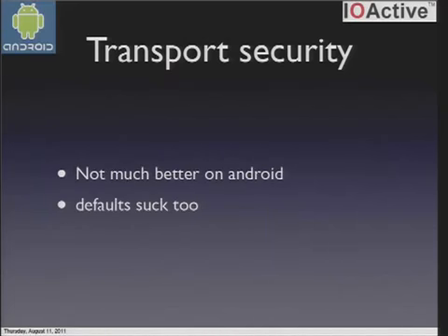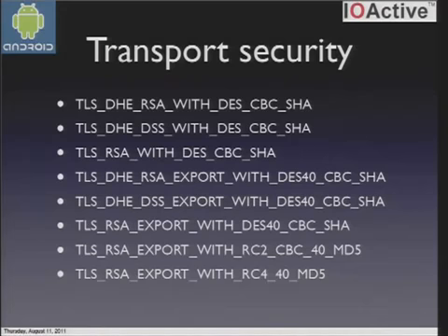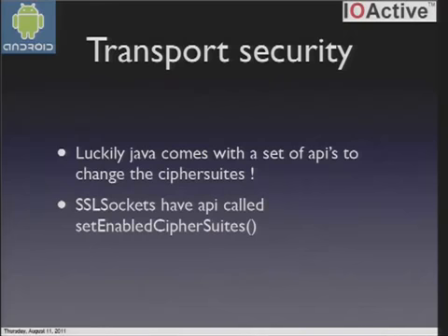On the Android side, things are almost as bad. These are the set of default ciphers, which are even worse. It's a longer list than the iOS one. It's basically all the DES crap and all the export stuff. It gets a little bit better in that Java actually comes with a set of APIs to change the cipher suites. The ones I just gave you were the default. You can't actually change this.